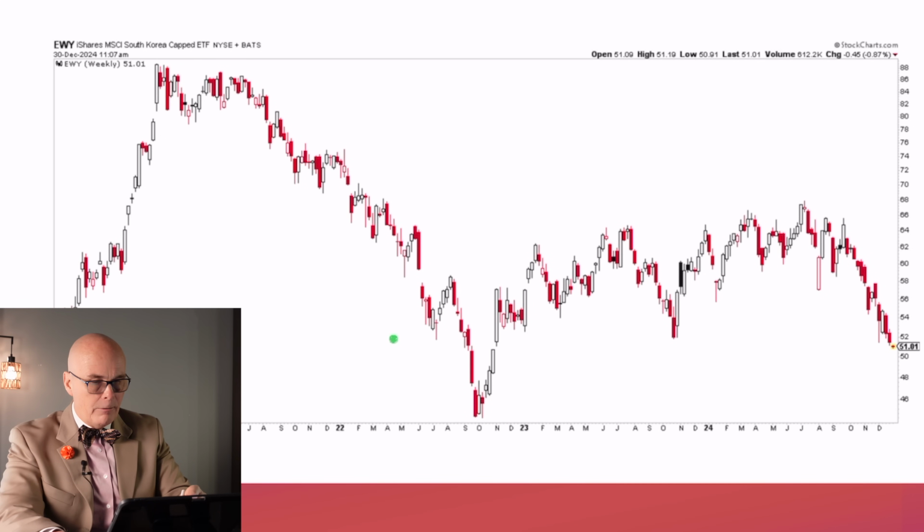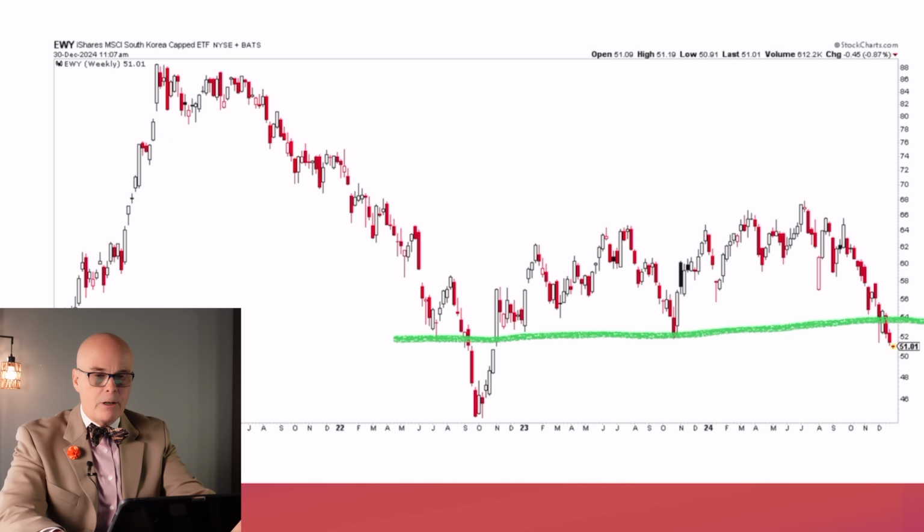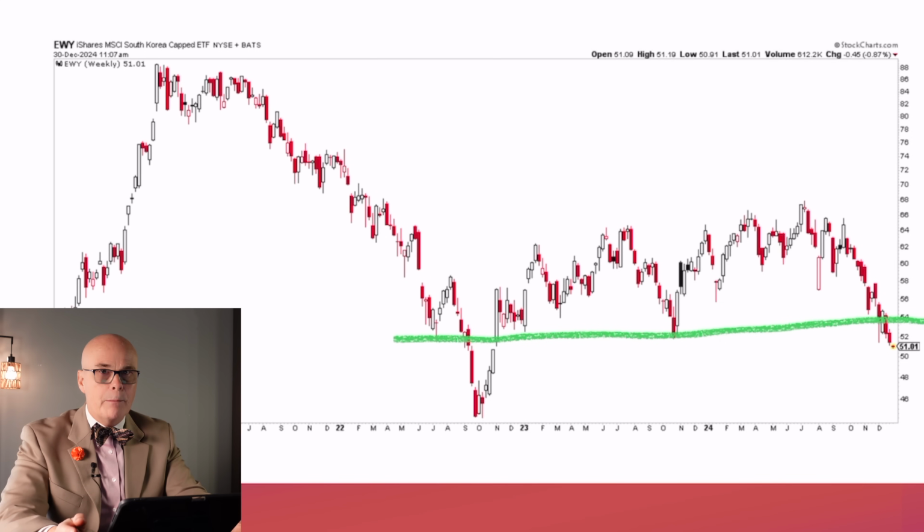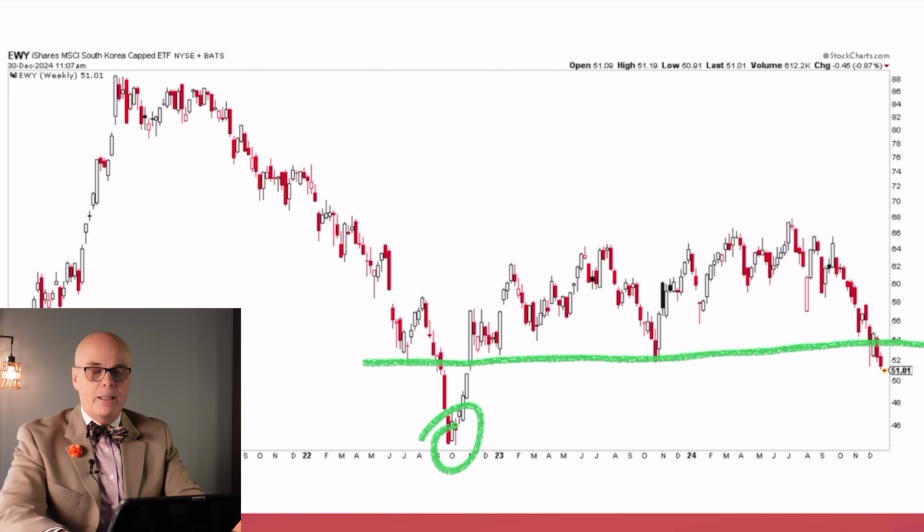Well, you'll remember that was another one that was in that top right grid on Rosenberg's chart. Well, you can see that right now, Korea is struggling and in fact, probably breaking down from a vital support level. I don't think that the Korea ETF is going to take too long to get back to its 2022 lows.